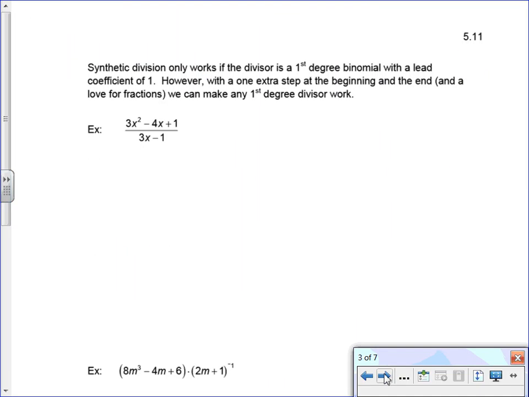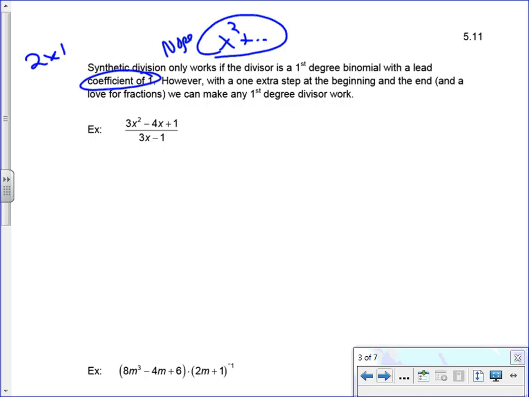Now, synthetic division only works when you have a first degree binomial. That means it won't work if you have x squared plus something. It won't work. Nope. Or x cubed. It has to be just x. And the lead coefficient has to be 1. That means if the lead coefficient is a 2, this right here, then nope, it won't work.